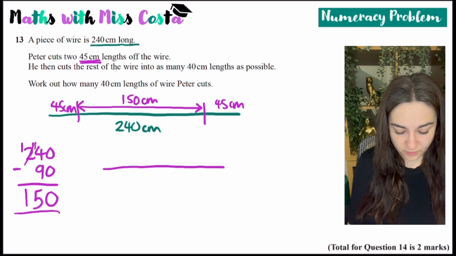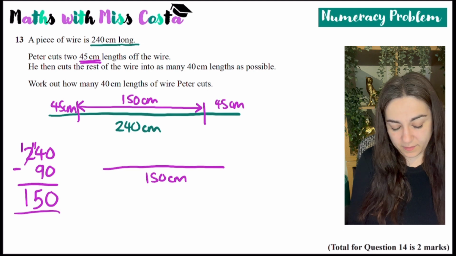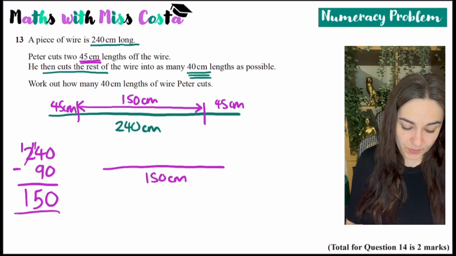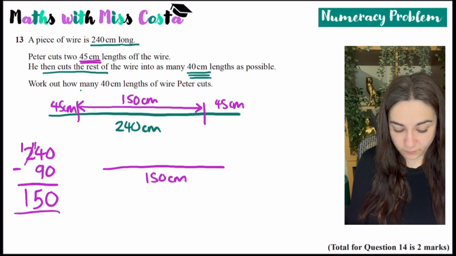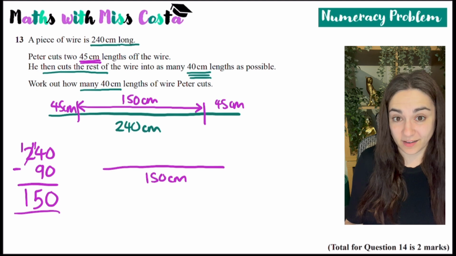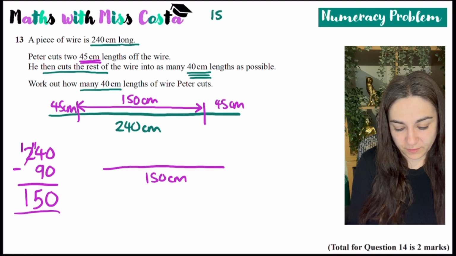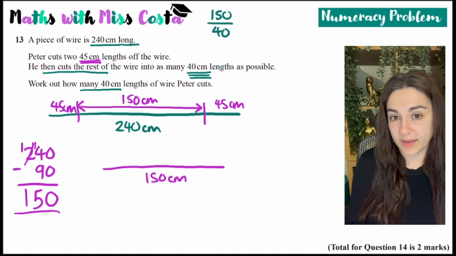So I can then just draw that again. I've got 150 centimetres, and what's happening? I'm then told that he then cuts the rest of the wire into as many 40 centimetre lengths as possible. So I need to work out how many 40 centimetre lengths of wire Peter cuts. There's a few ways you can do it. You could just do 150 divided by 40 and do it like that.